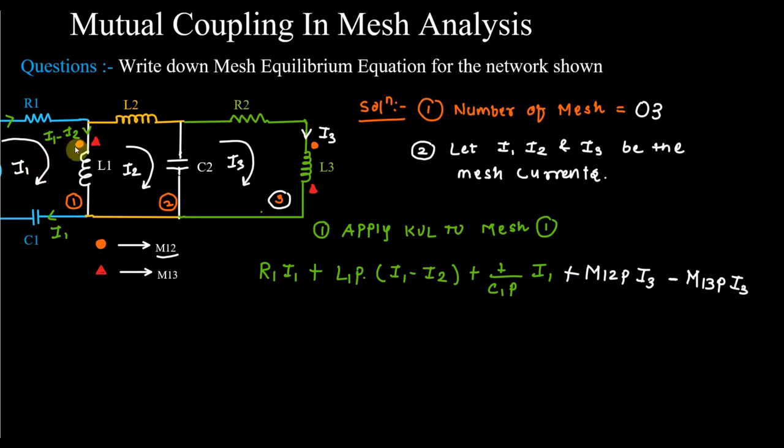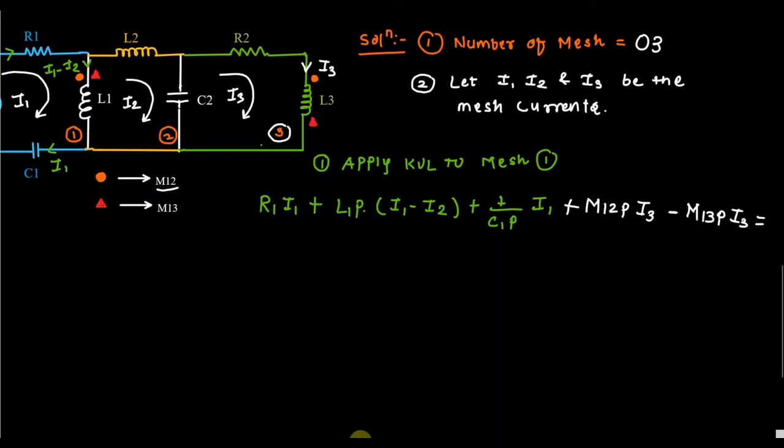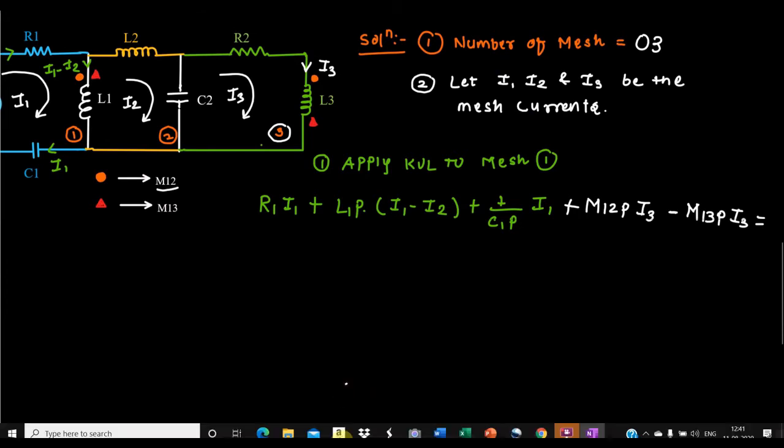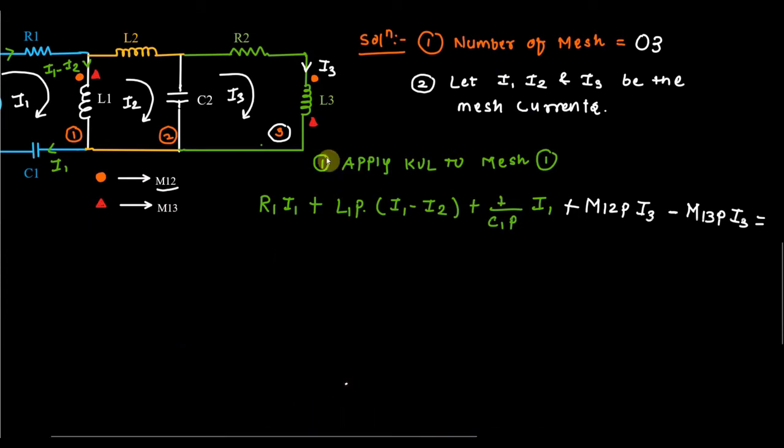Now as there is no other value of mutual inductance here, what will we do? Now we will equate this to the voltage. The voltage they have given here is V of t. So that voltage is equal to V of t, and we will say this is the first KVL equation for mesh 1. Just by the addition of this dot polarity, which represents the mutual inductance, two terms have been added here.